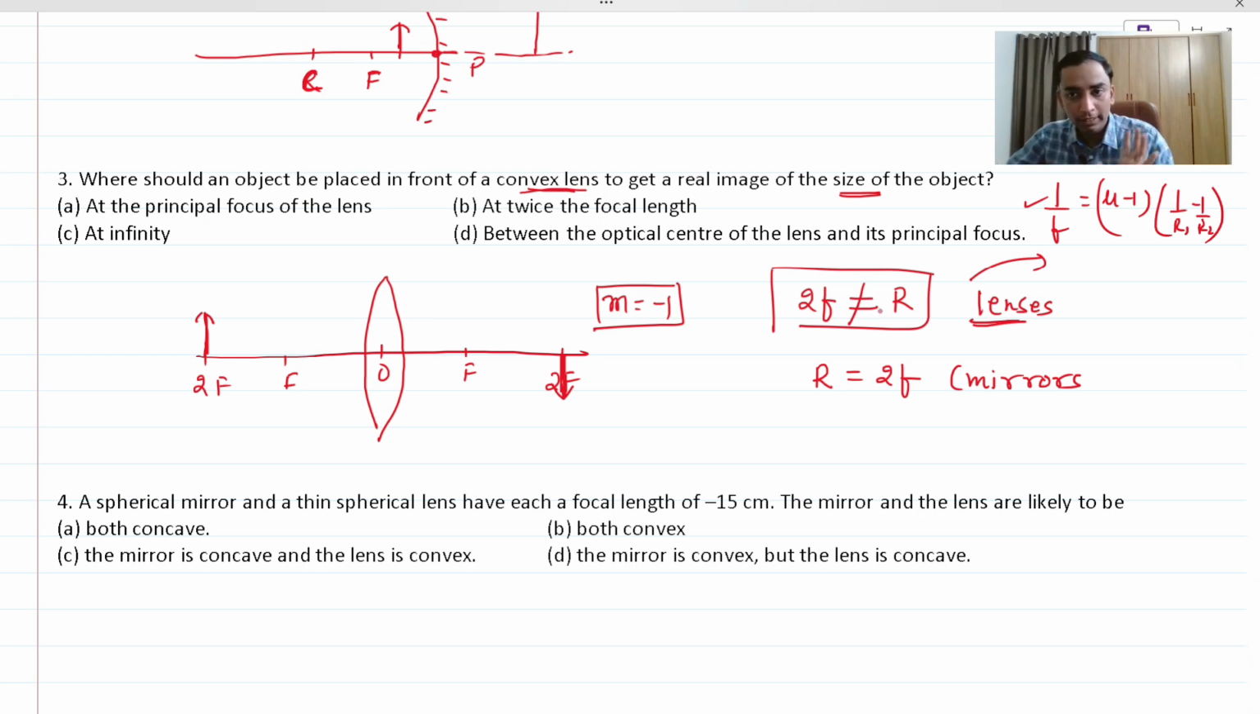Just for your knowledge, I am saying in lenses this is not possible except in one case, but we will not discuss that over here. Please remember, R is not equal to 2f in lenses, but R is equal to 2f in the case of mirrors, whether it is a concave mirror or a convex mirror. Yes, focal length is infinity for plane mirrors, but I hope this question will not come. But still, just for an extra thing, these are some tips.